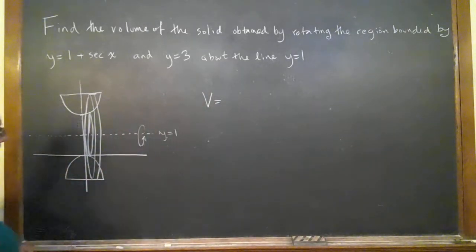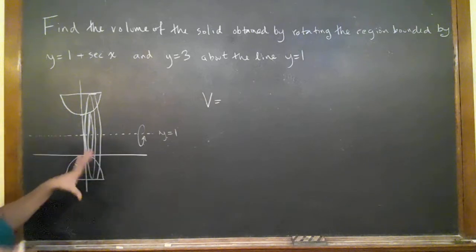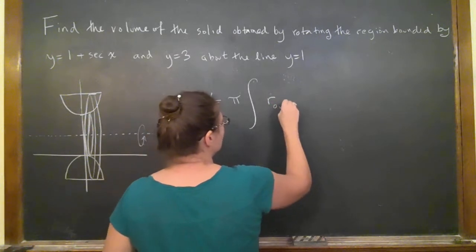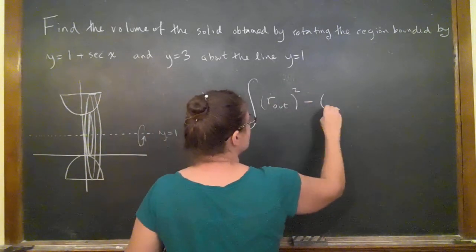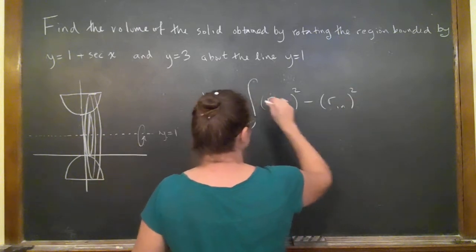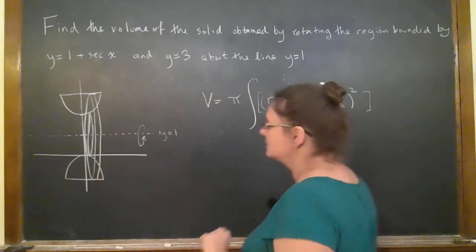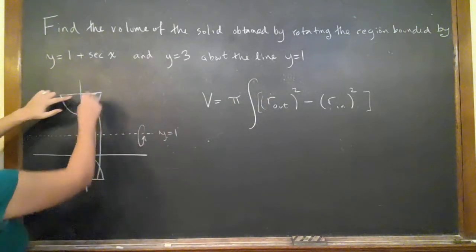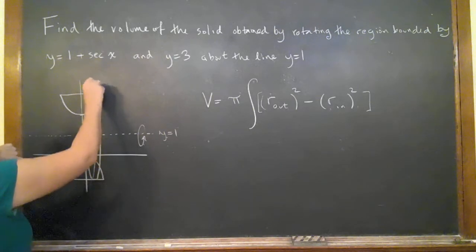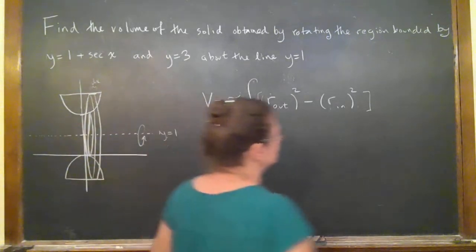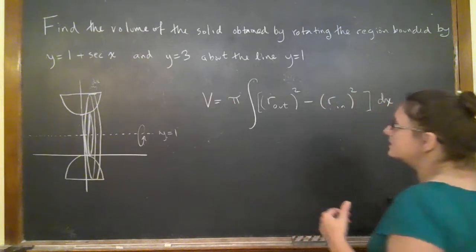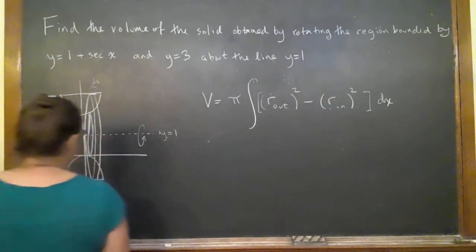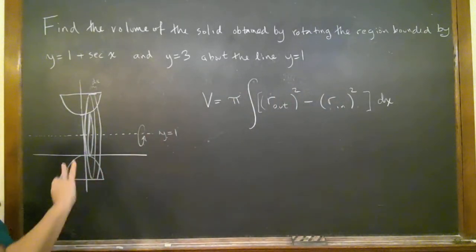Okay? So now what we see here is it's going to end up the same way. You're going to take volume as pi times the integral of the outer radius squared minus the inner radius squared. And the thickness, but because we're going around this line, y equals 1, my thickness is the same as around the line y equals 0, the axis. My thickness is going to be dx. So I want to be integrating with respect to x.